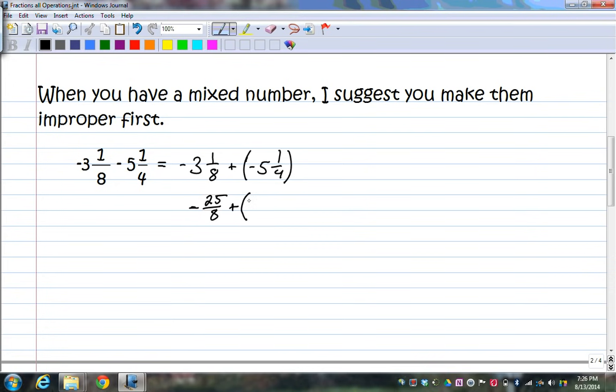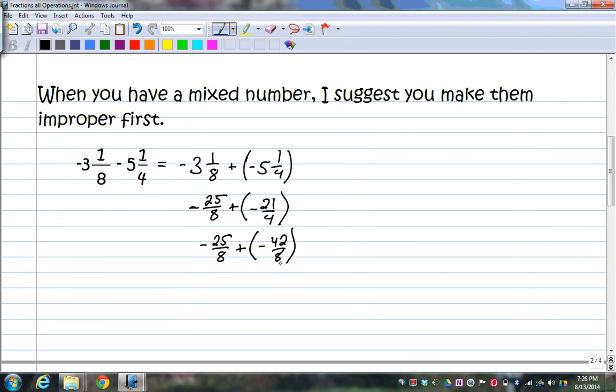Now I'll change the next one. That becomes 21 over 4. I'll put the negative back. Come up with a common denominator, and it's going to be 8. I only need to change the second fraction, so the first one I'm going to leave alone. The second one becomes a negative 42 over 8.